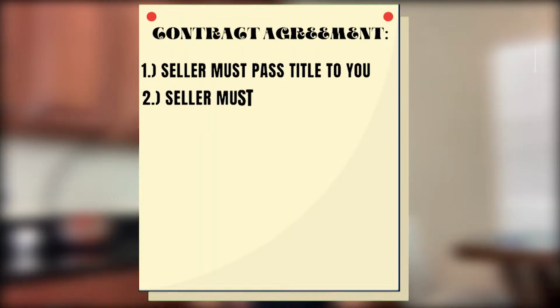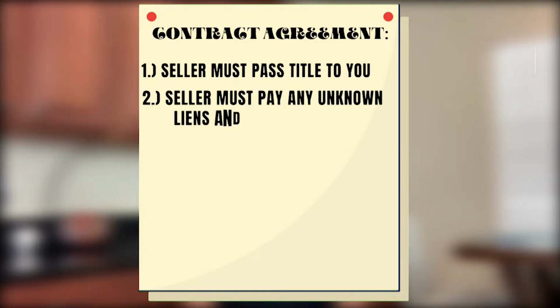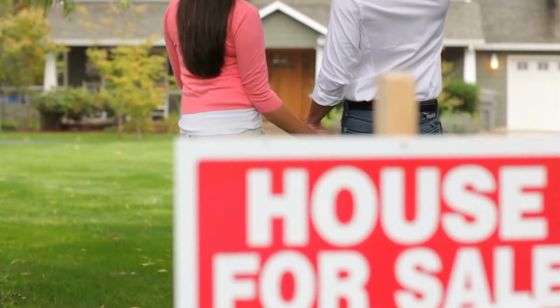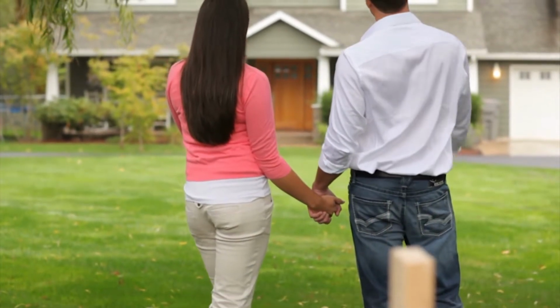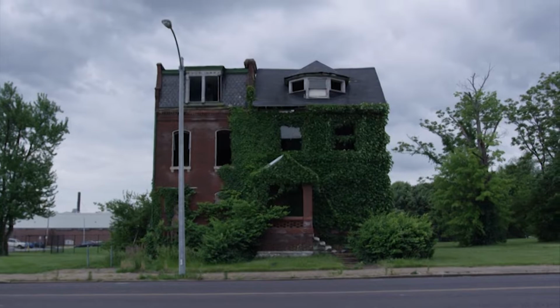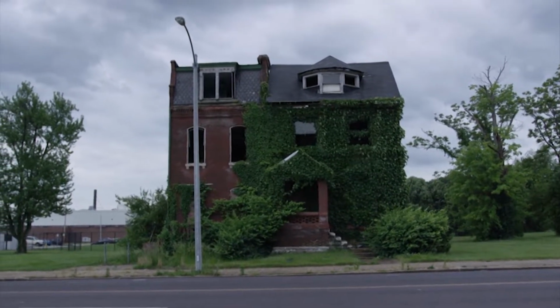The second clause that you want to make sure that you have in the contract with the seller is, seller must pay for any unknown liens and encumbrances attached to the title of the property. You'll come to find out in a lot of situations, guys, you're going to come across sellers who are not even sure if they have liens on the property or not. Yeah, that's right, guys. You're going to come across sellers who may not have even been to their property in the past 4 or 5, 6 or 7 years, and they don't have any idea what's going on with it.